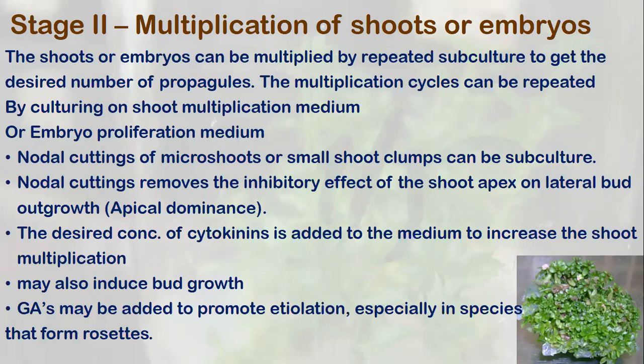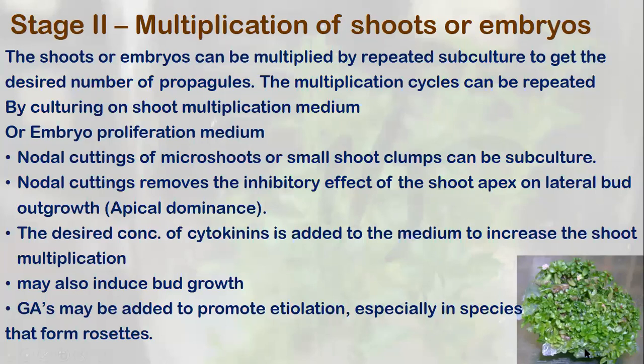Whereas if there is a lot of auxin in the medium, the tissue senses that there are a lot of shoots and that we need to prepare the roots. That is why auxins are used for the process of root induction. So the desired concentration of cytokinin is added to the medium to increase shoot multiplication, and it may also induce bud growth.